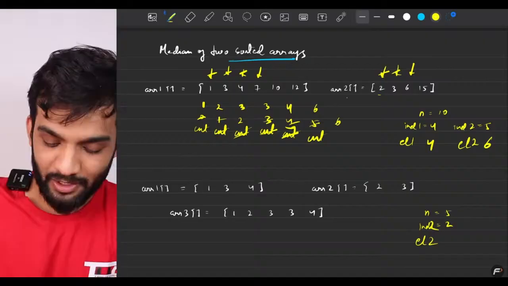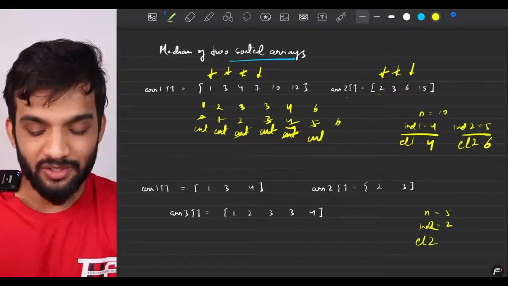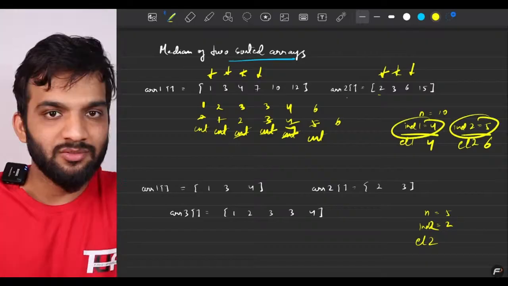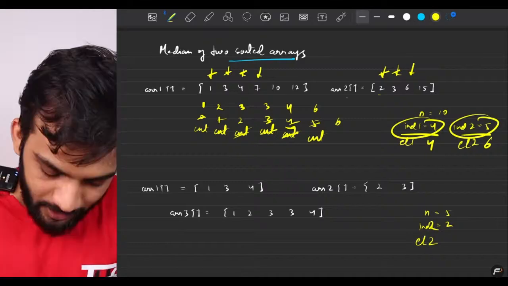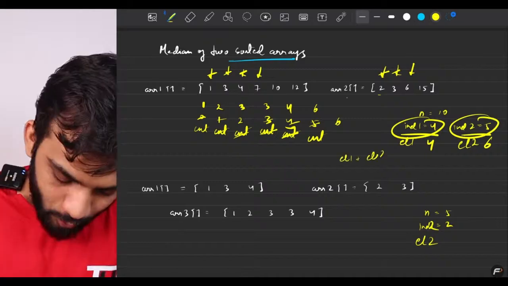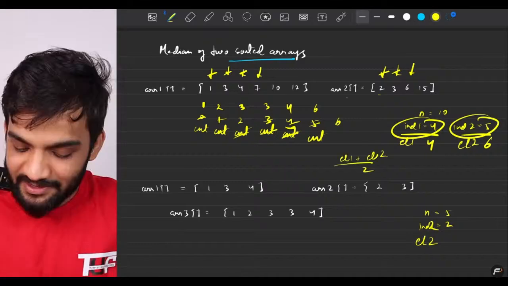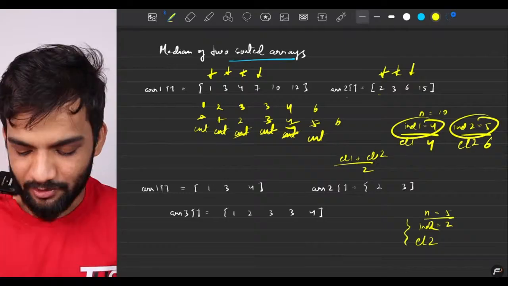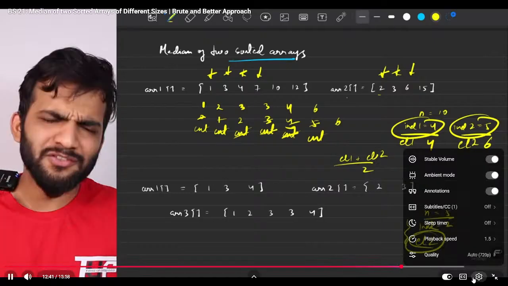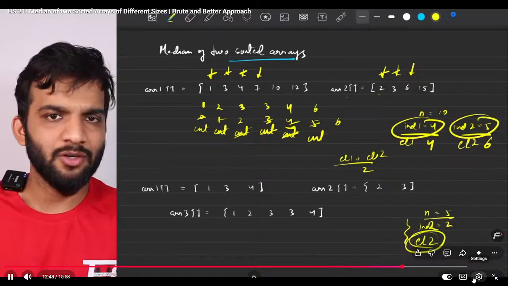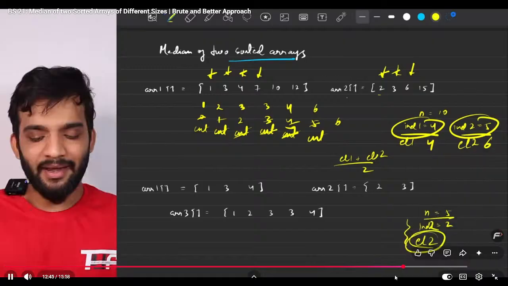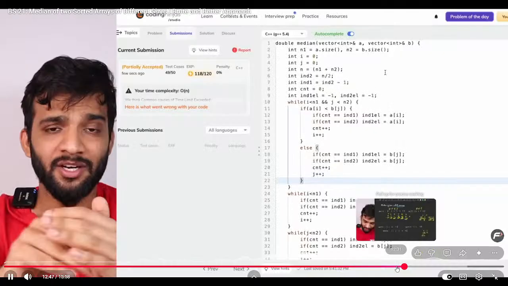And if you figured out both the elements, the job is done. And the answer will be (element 1 plus element 2) by 2. And that's it. In case n was odd, the answer will be element 2. You would have stored element 1, but the answer will be element 2. Right? Got it?